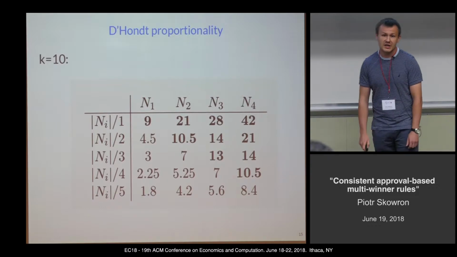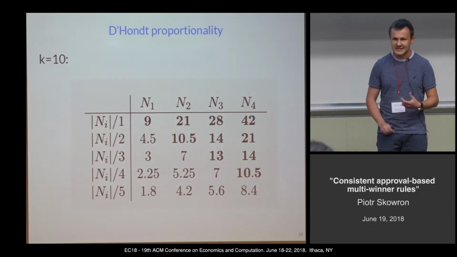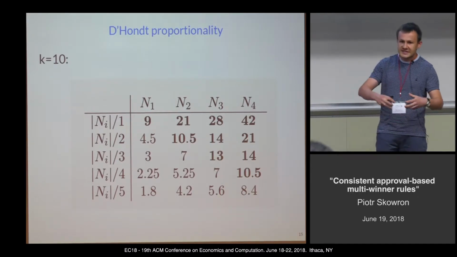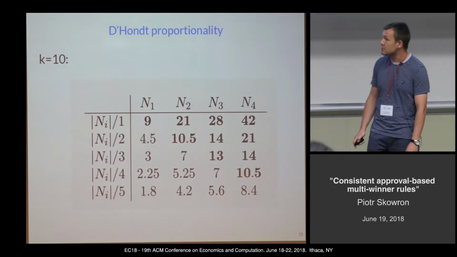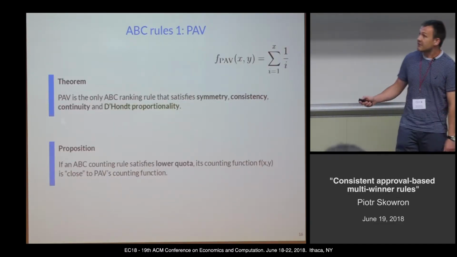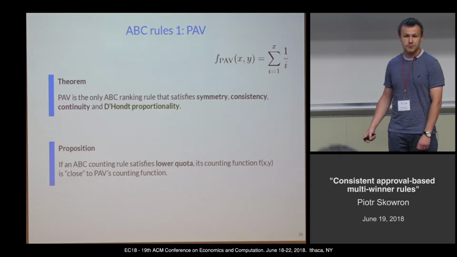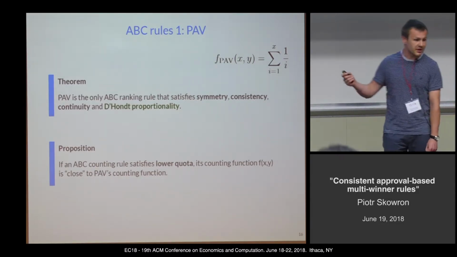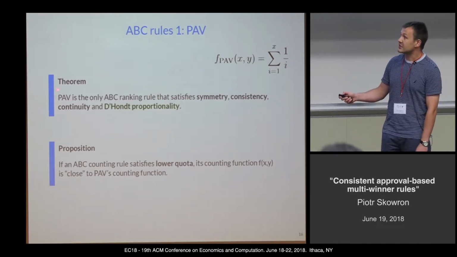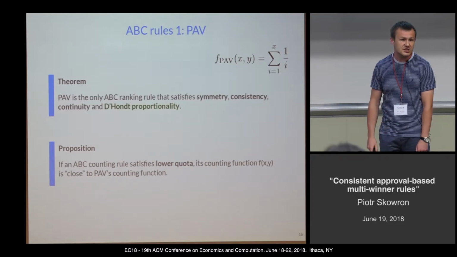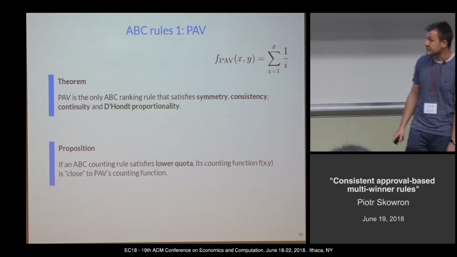In particular, we can define D'Hondt proportionality as a property which says that a rule should behave on this simple subdomain of party list profiles exactly as the D'Hondt method of apportionment. And in fact, adding this axiom of D'Hondt proportionality to our set of axioms axiomatically characterizes PAV. So PAV is the only rule which satisfies these axioms. And you can notice the lack of the axiom of weak efficiency here, because this time it is implied by the combination of the other axioms.